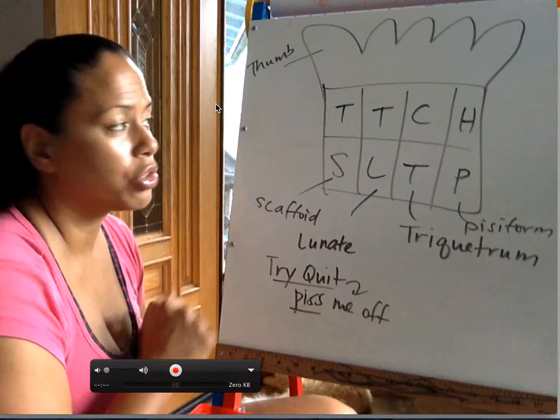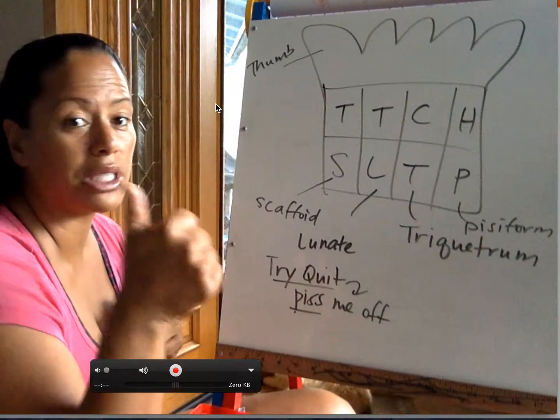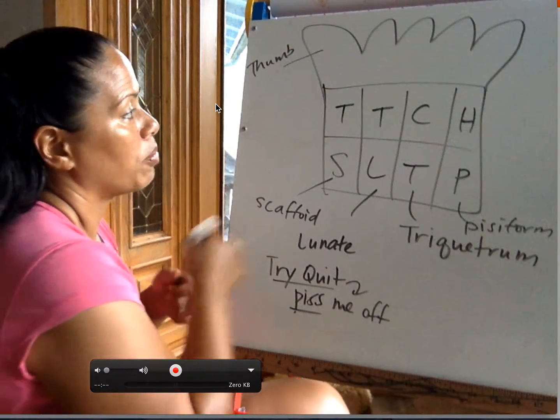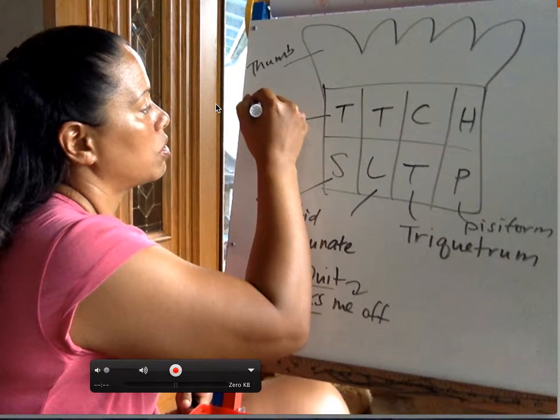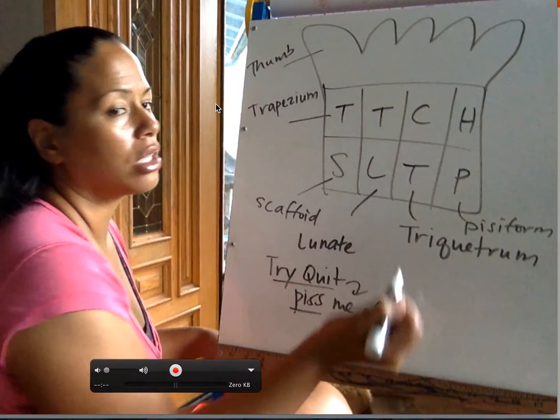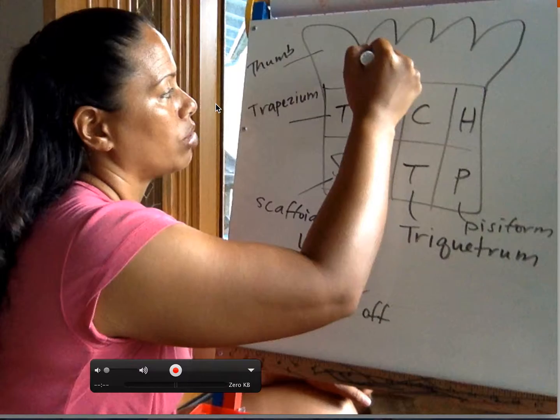Trapezium is under the thumb. Trapezium is under the thumb. I know, you're going to have nightmares. Trapezium is under the thumb. Who's next to him? That's the boring one. He's just called trapezoid.